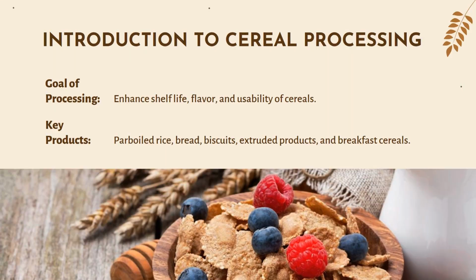Ever wondered how your favorite cereals, bread, or biscuits are made? Cereal processing transforms raw grains into delicious and nutritious foods. Today we will explore different cereal processing techniques with key products: parboiled rice, bread, biscuits, extruded products, and breakfast cereals. The goal of cereal processing is to enhance shelf life, flavor, and usability of cereals.